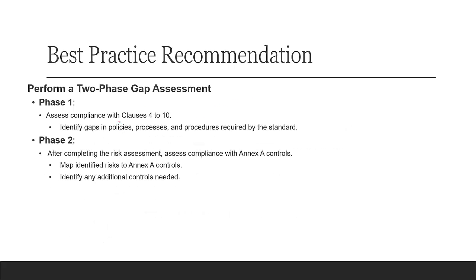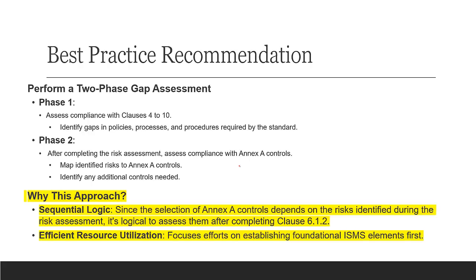Okay, so the best practice is to address the compliance of clauses 4 to 10. Then once you're done with that, do the risk assessment to assess the compliance with the annexure, because it might be that for my company a control is required, while for your company it doesn't. And why I follow this approach: since the selection of annexure controls depends on the risk identified, the risk process itself will come under the gap assessment. So that's why I never follow the annexure in the gap assessment. It might be that for that company the control is not required, and for me another control is required. That visibility I will get from the risk assessment.